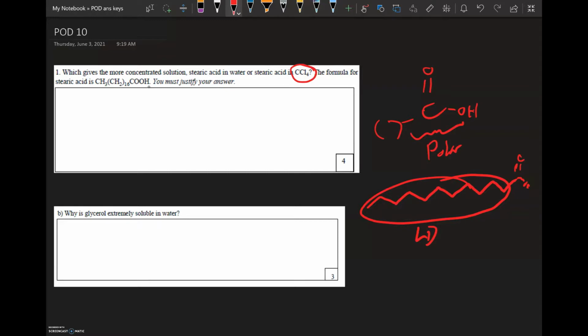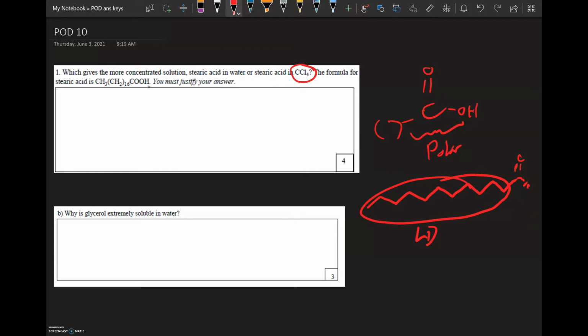Now in part B, it says, why is glycerol extremely soluble in water? Well, glycerol is composed of 3 carbons, and then there are alcohol groups on each of those carbons. That creates a much more polar substance. There's a lot of hydrogen bonding taking place. Water itself is polar. Going back to what I said at the beginning of this video, like dissolves like, so water being polar and glycerol being polar, that's why the two dissolve into each other very efficiently. They're very miscible in this case.